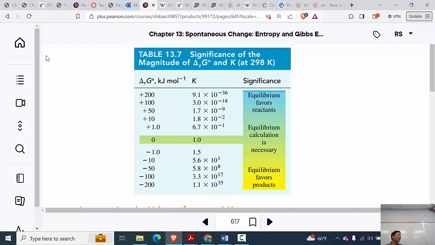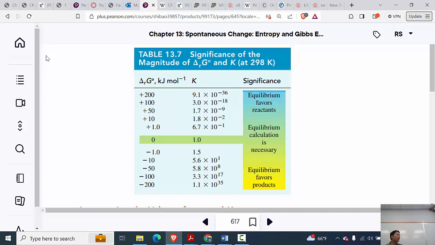56 to 1, that means there's lots of product and lots of reactant at equilibrium. And so we can use Chem 1B stoichiometry for all these, because we know the ratio. But for Chem 1A stoichiometry, we only do that at the limits, like here. Minus 100, minus 200, fine, we'll just say 100% reaction. Or here, plus 100, plus 200, 0% reaction. But if we want more accuracy, then we do equilibrium.